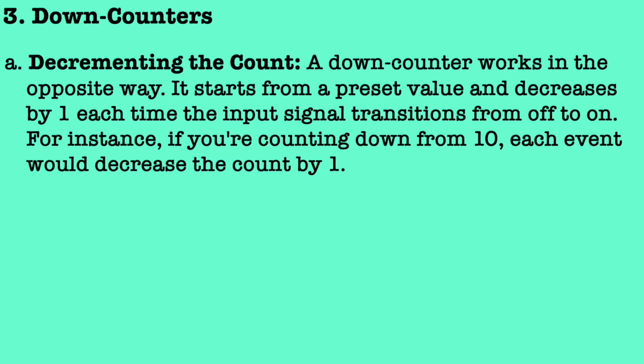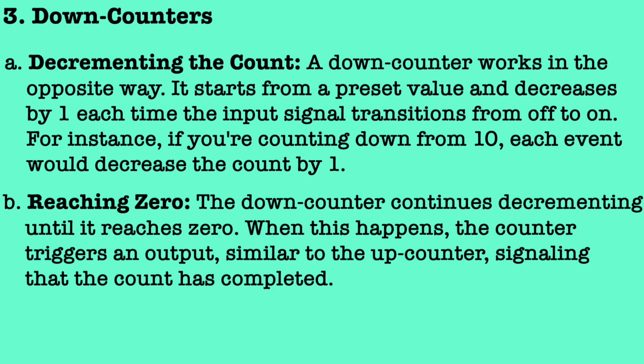A down counter works in the opposite way. It starts from the preset value and decreases by 1 each time the input signal transitions from off to on. For instance, if you are counting down from 10, each event should decrease it by 1. Reaching 0, the down counter continues decrementing until it reaches 0. When this happens, the counter triggers an output similar to the up counter, signaling that the count has completed.